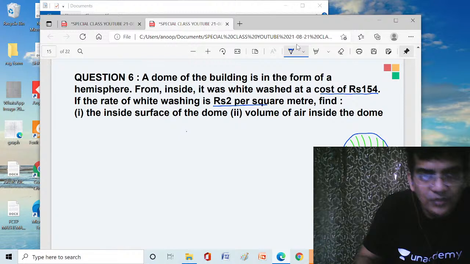So let's write the formula for the cost. Cost formula is rate into area. So here we will get that area which was whitewashed. And which area was whitewashed? That was the curved surface area. So the cost is given 154. The rate is given 2. And from here you are getting the area which is whitewashed. And which area was whitewashed? You will say curved surface area. So from here I am going to get curved surface area.